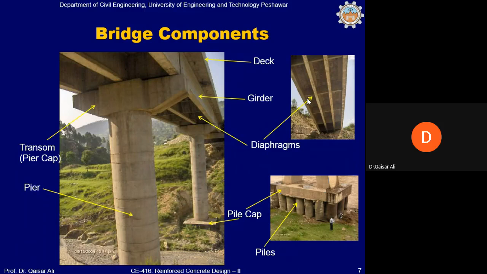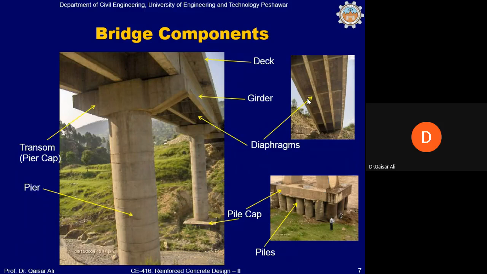Diaphragm is a term used for a member in a structural system, which basically helps the distribution of load. So in the beam diaphragm, all the girders are connected through the depth of the girders. It will help the distribution of the load and also will avoid any buckling through the depth of the girders.